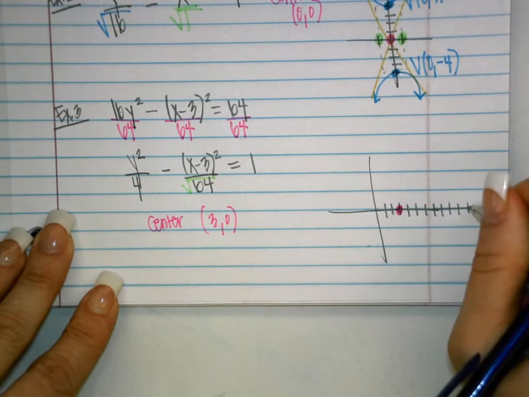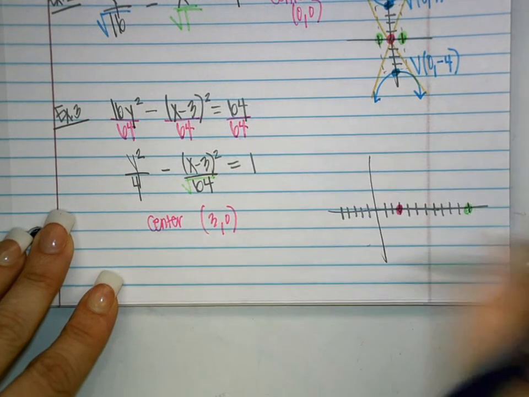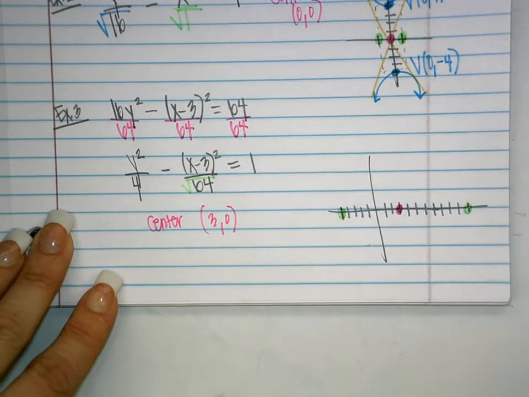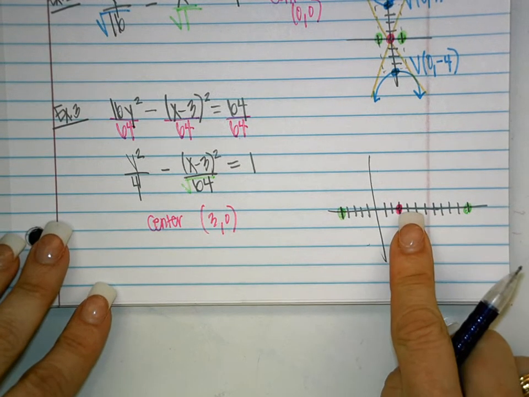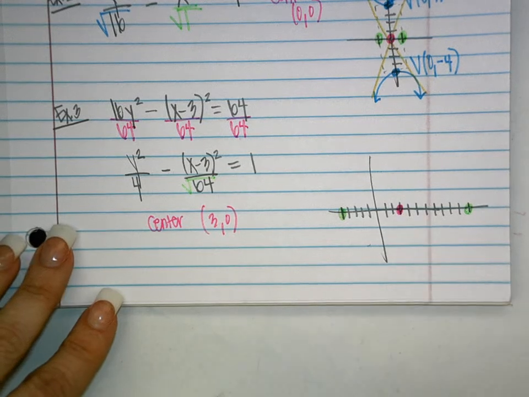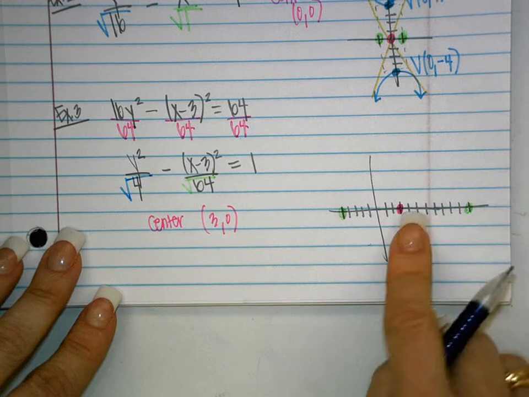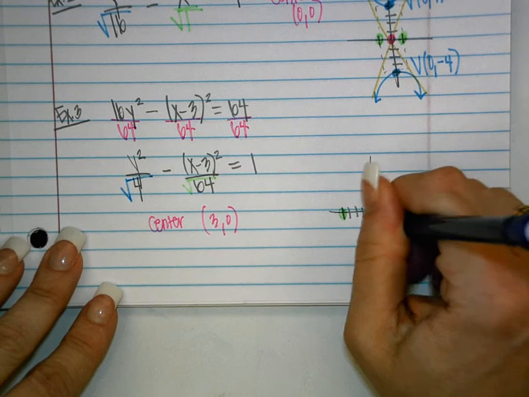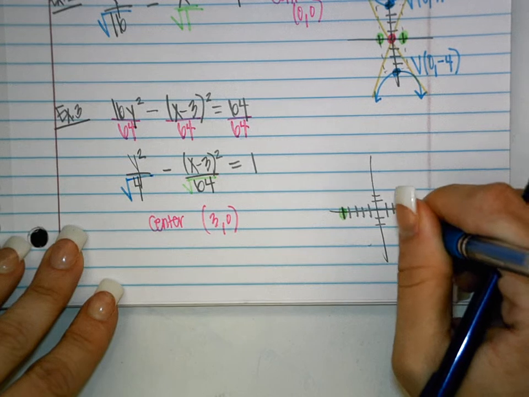Make your dots. Now remember, we're moving from the center, not from 0, 0. Okay, so be careful. You're moving from this 3, 0, not from 0, 0. And then how far should you move up and down? 2. Okay, so from the center point, you're going to move up 2 and down 2. Be careful that you're making your points from the center, not from 0, 0.